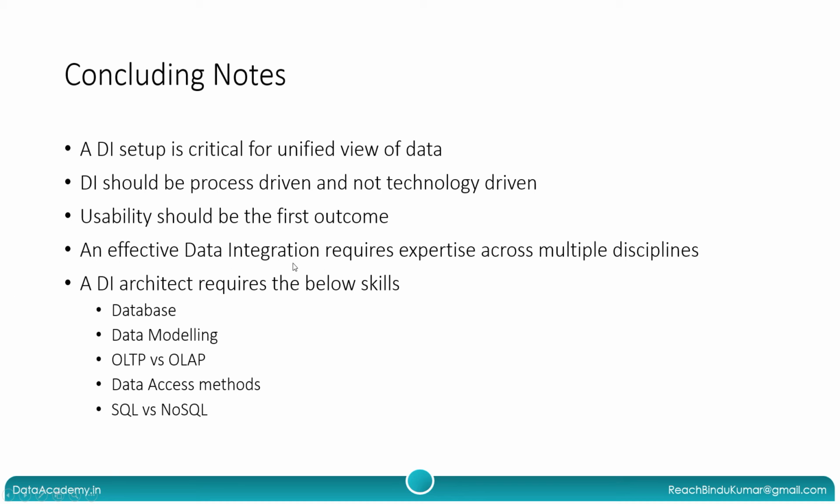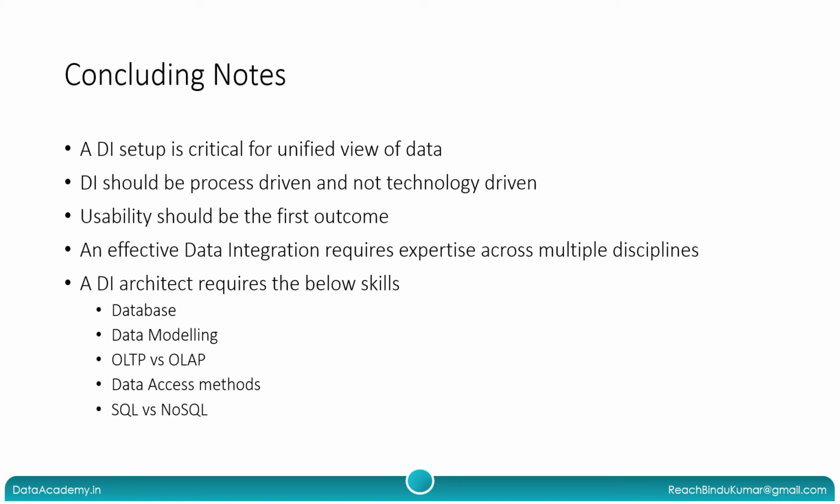The fourth bullet point is, an effective data integration requires expertise across multiple disciplines. So as you have seen, data integration is not just one tool or one technology. You need expertise across multiple things, right? And that takes you to the last bullet point. So an architect who's working on a data integration project, he or she must possess the skills across all these different tools and technologies. Starting with the database.